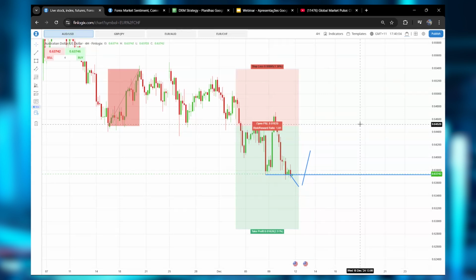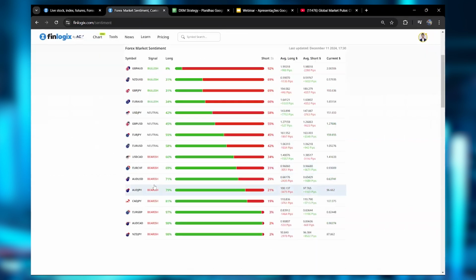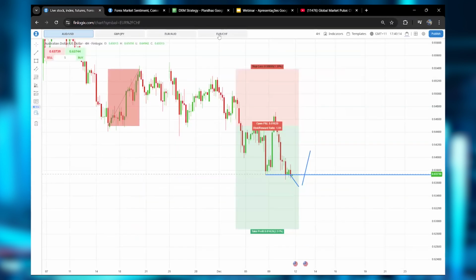All right, so as I was saying, that's a good opportunity for us to keep watching this Aussie dollar short trade. I think we can continue to carry this. Anyway, so next would be Aussie JPY short. I don't think it looks good, but let's have a look.